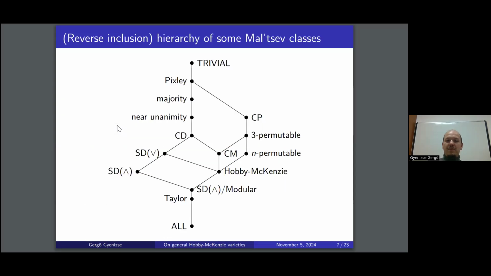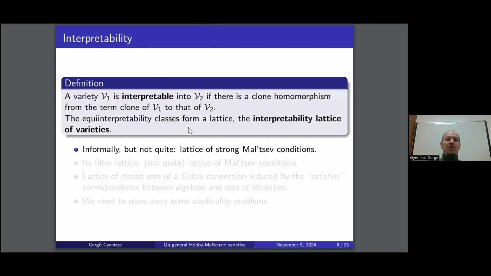So this is a big extension of this picture, because here we only have some Mal'cev classes, and this would contain all Mal'cev classes and even a little more. So informally, you can think about this interpretability lattice as the lattice of strong Mal'cev conditions. Only informally, because strong Mal'cev conditions must be finite, and here we can have varieties that are quite infinite.